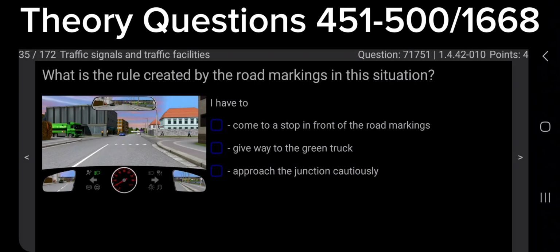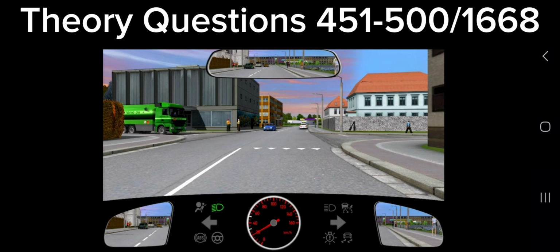What is the rule created by the road markings in this situation? Come to a stop in front of the road markings. Give way to the green truck. Approach the junction cautiously.